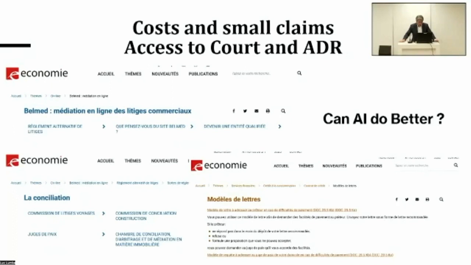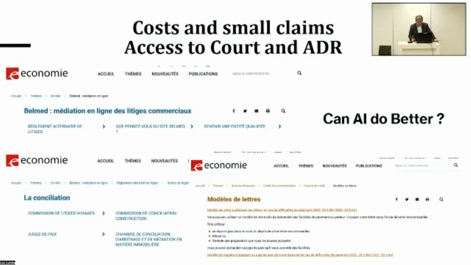to have access to a judge, in this case un juge de paix, and I think that for these kinds of tools that already exist, AI can do better. You can really help more people to have access to all these different systems that already exist if you use better technologies.